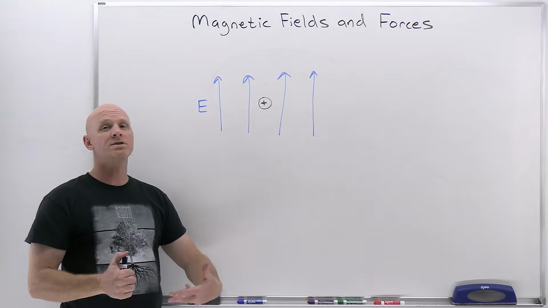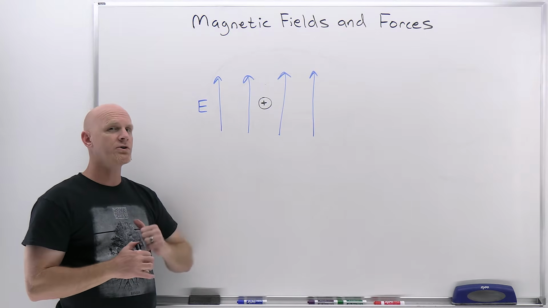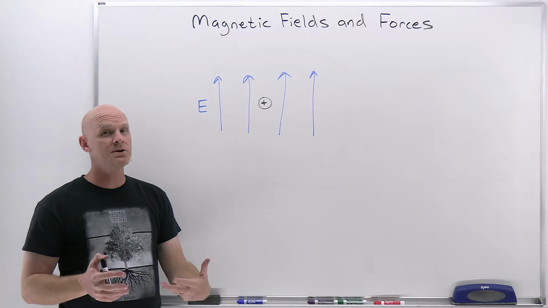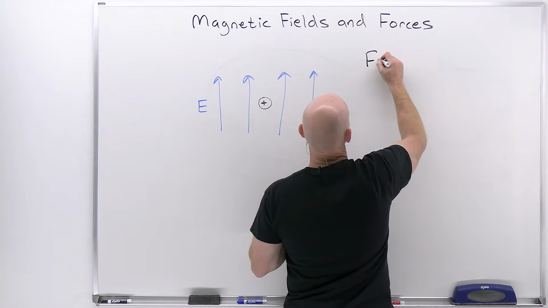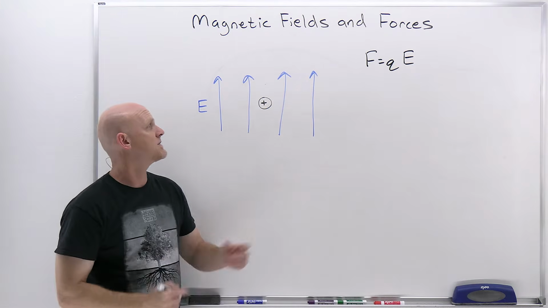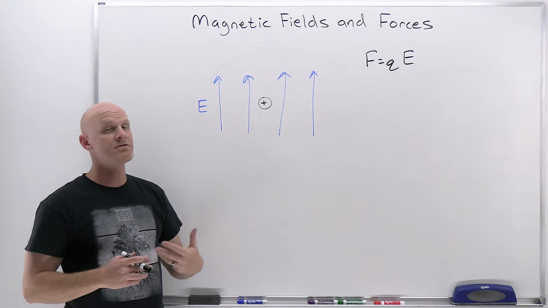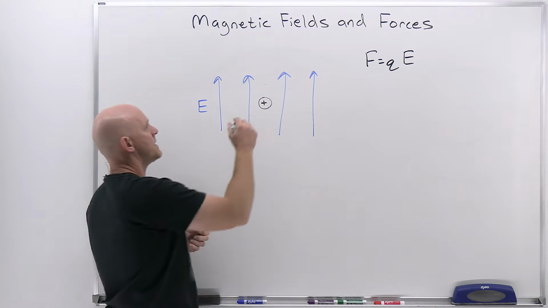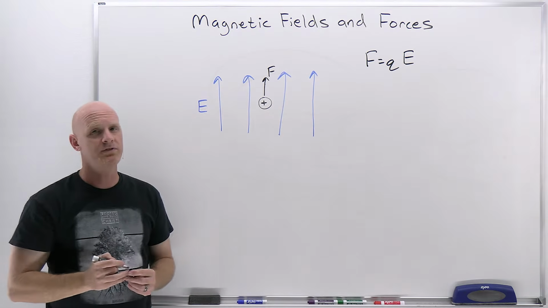The direction of the force of a particle in an electric field. If you recall, what must a particle have to feel a force in an electric field? Well, it must be charged. And the magnitude of the force is going to equal Q times the magnitude of the electric field. If I have this positive charge right here in this electric field, what would be the direction of the force that it's going to feel? Well, for a positive charge, it's in the same direction as the electric field.